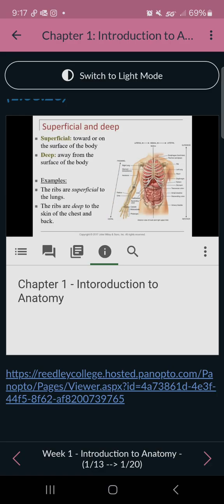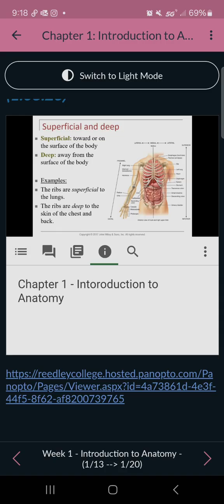Another directional term is going to be superficial and deep. Superficial means toward or on the surface of the body, and deep means away from the surface of the body. Whatever we can see on the anterior side or even on the posterior side, the things that are sticking out, those are going to be superficial, on the surface of the body. Deep means that they are away from the surface, deep in the body.